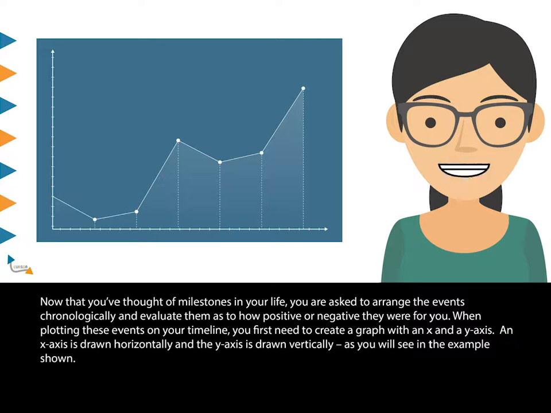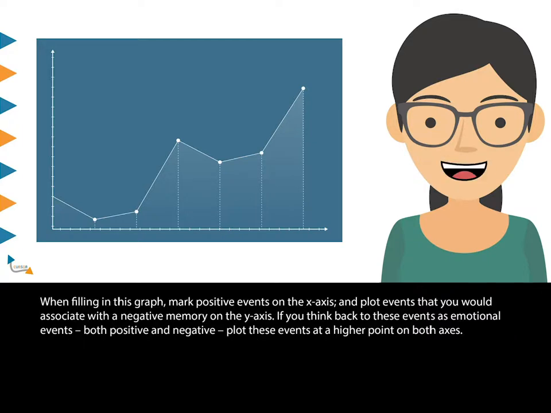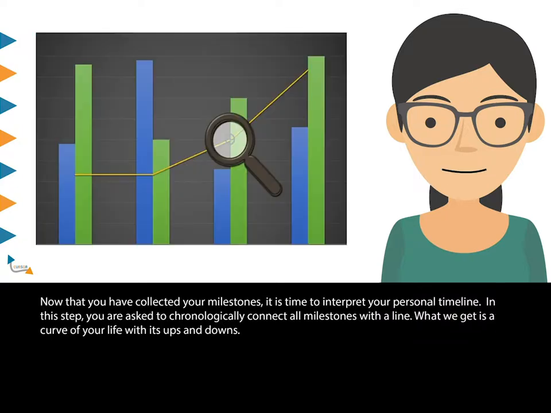When plotting these events on your timeline, you first need to create a graph with an X and a Y axis. An X-axis is drawn horizontally and the Y-axis is drawn vertically, as you will see in the example shown. When filling in this graph, mark positive events on the X-axis, and plot events that you would associate with a negative memory on the Y-axis. If you think back to these events as emotional events, both positive and negative, plot these events at a higher point on both axes.